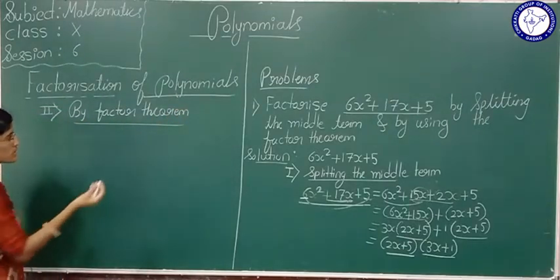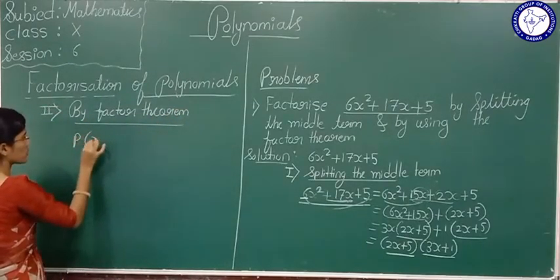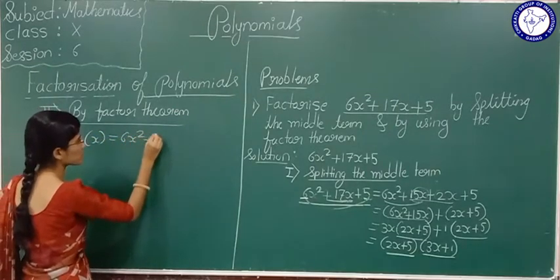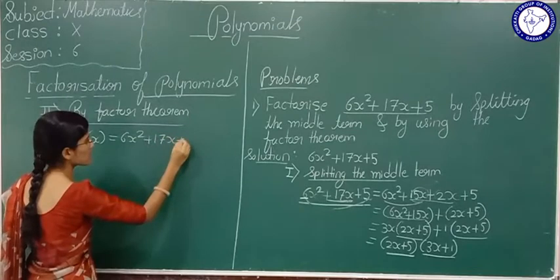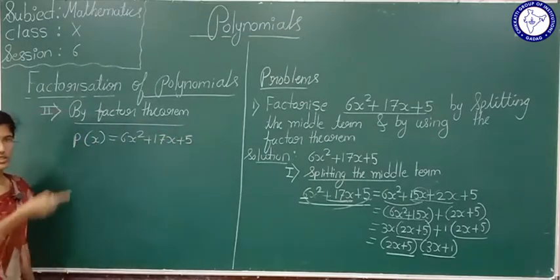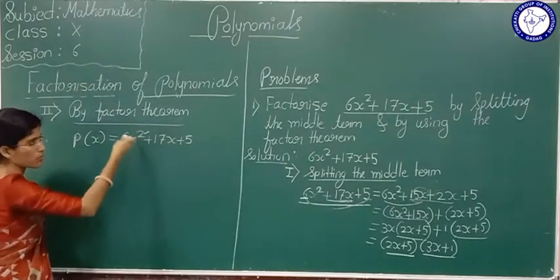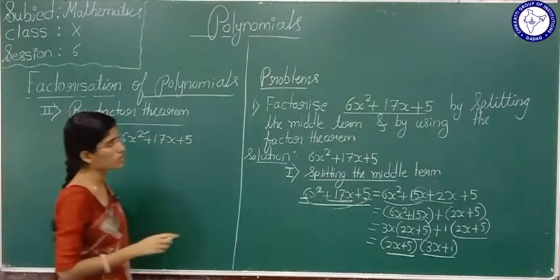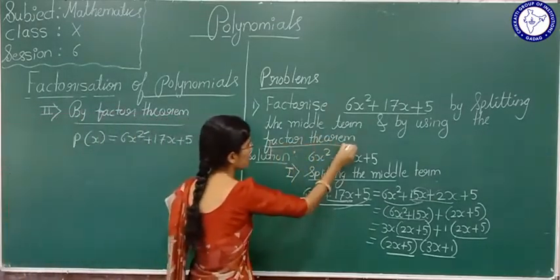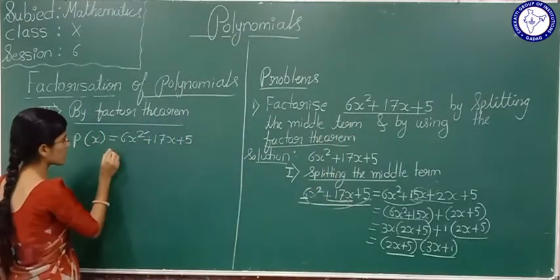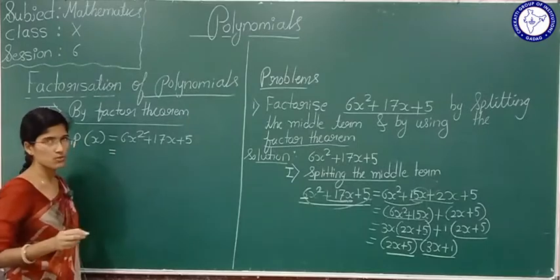Now see students, the given polynomial, I will denote it by p of x is equal to 6x square plus 17x plus 5. Now this is a quadratic polynomial. Yes or no? The degree is 2. Same thing, that polynomial only I took, because they told you to solve by using the factor theorem also. Okay.